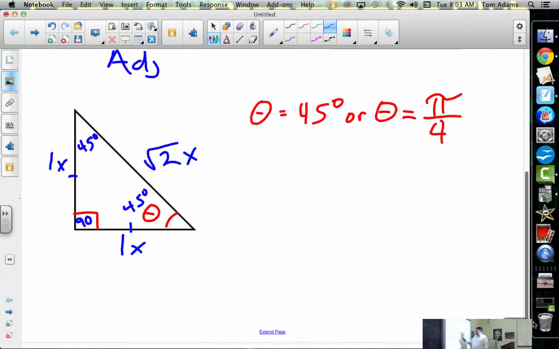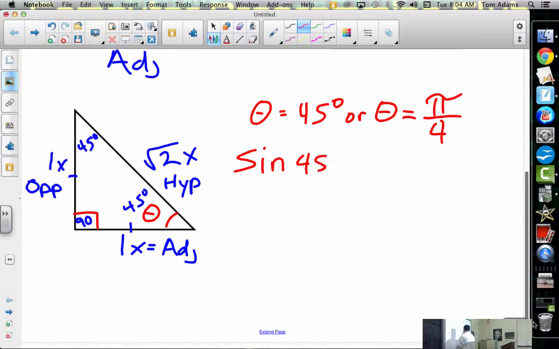So now if I apply this, if this is theta, what side is this? The opposite. That means that this must be the adjacent, and this must be the hypotenuse. So now, if I say sine of 45 degrees, well, that's equal to the opposite over the hypotenuse, which is 1 over the square root of 2, right?